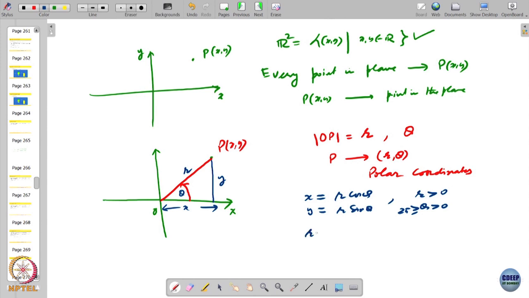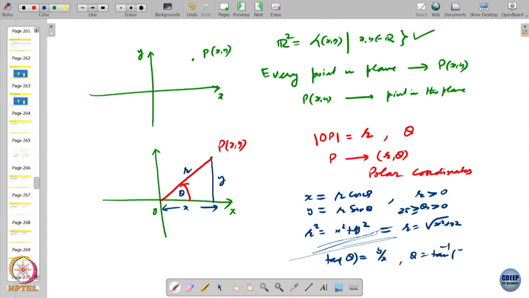How do you find r? So, r square is equal to x square plus y square, right. r is positive, so it implies r is equal to the positive square root of x square plus y square, and tan theta is y by x. So, you can find theta is equal to tan inverse y by x. So, that is the relations between x and y and r and theta. You can go from one coordinate system to another, right.